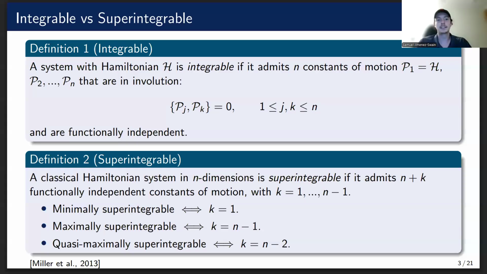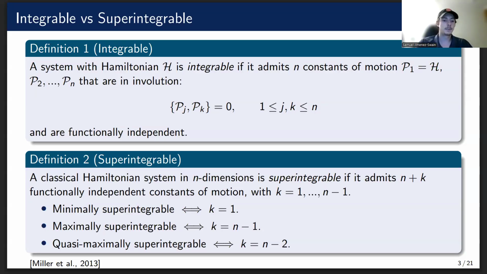n functionally dependent integrals of motion that are in involution, where n is the number of degrees of freedom of the system. And we then say that a system is superintegrable if it admits more than these n constants of motion for integrability. There is a notion, though, of maximally superintegrable, which is given by 2n minus 1 integrals.